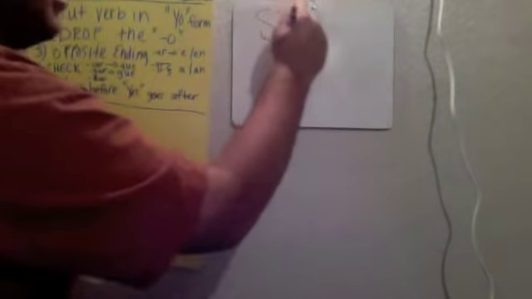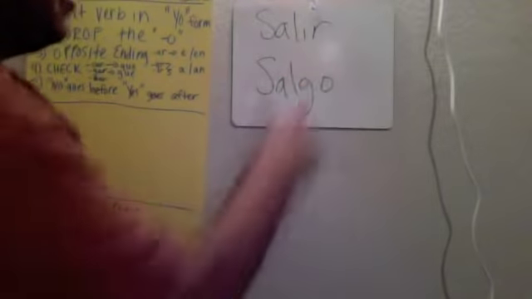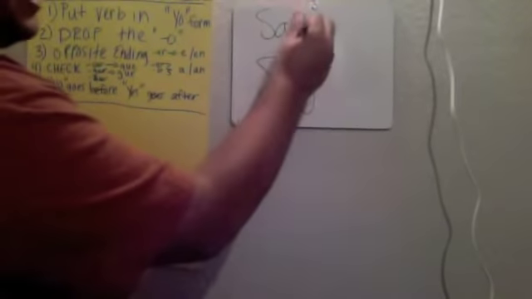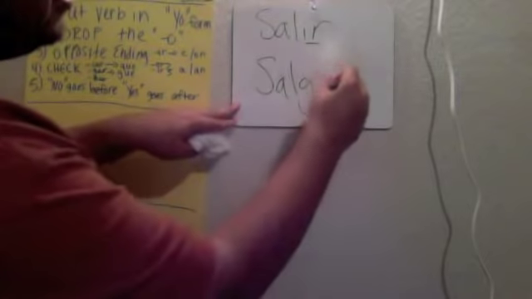Okay, next verb. Salir, to leave. Put it in the yo form. Salgo. Drop the O. It's an IR verb, so your opposite ending is A. Salga. It's not a car, gar, zar verb either, so you're done. And if you want to make it ustedes, you just put an N. Salgan.